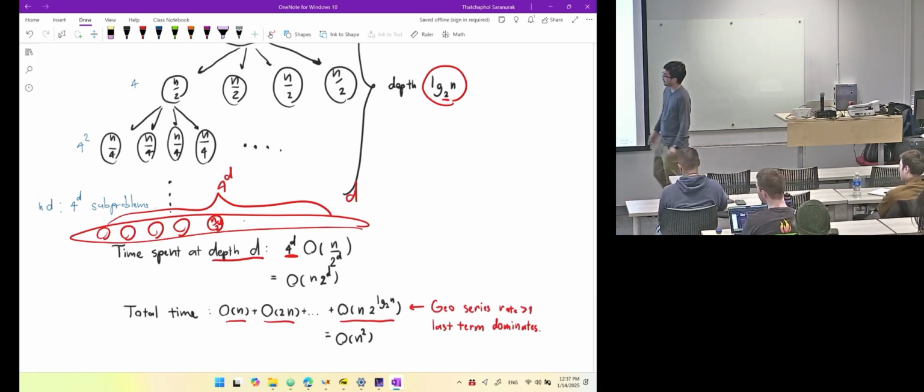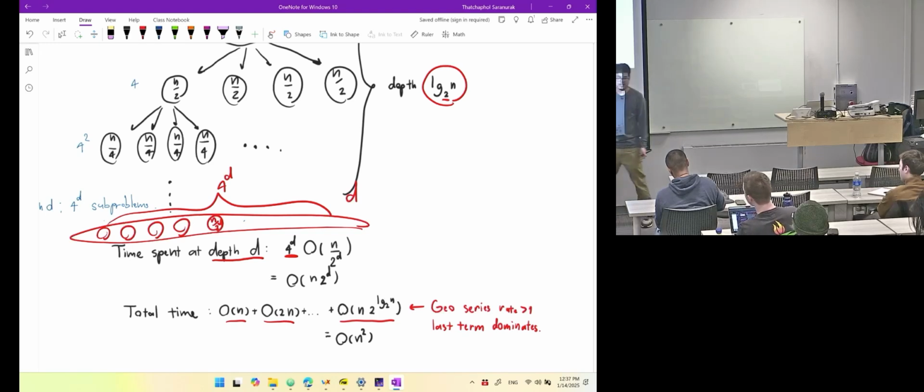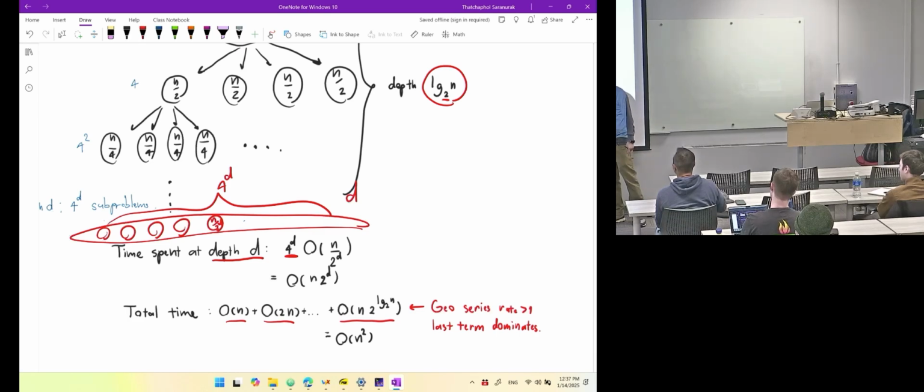And you can see that this is a sum, but this is basically a geometric series where the rate of this guy is like 2. You multiply by 2, 4, 8, and so on. When you sum up a geometric series, what you know is that it's just the last term that dominates everything up to a constant factor. So you can just look at the last term. What's the last term here? What is 2 to the log n? It is n. 2 to the log base 2 of n is n. So just look at this last term, which is n squared. Okay.